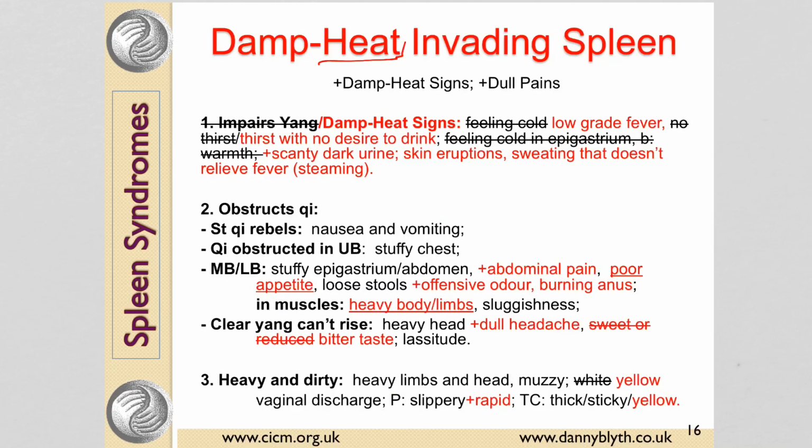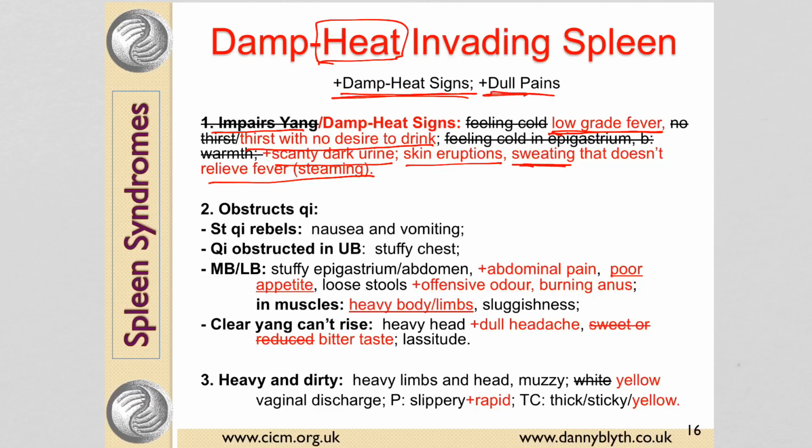The damp is hot in nature. First of all, we get damp heat signs, so rather than the signs of impaired yang and cold, we get low-grade fever, low-grade because it's heat with damp, thirst with no desire to drink rather than no thirst, scanty dark urine, skin eruptions, sweating from the heat, but it doesn't relieve the fever because of the damp.